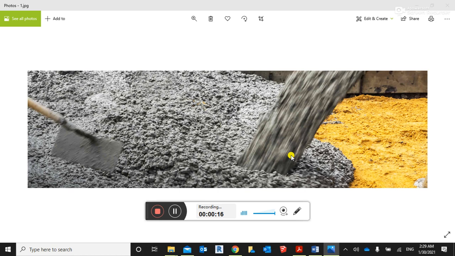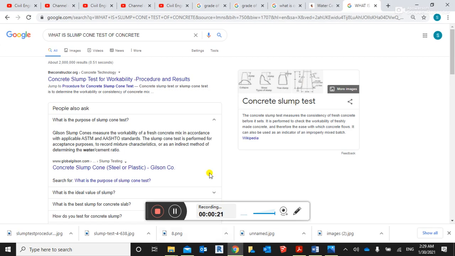Guys, in this session I would like to talk about the concrete slump test. What is the concrete slump test? The concrete slump test is a measure of the consistency of fresh concrete before it sets. It is performed to check the workability of the fresh concrete and therefore the ease with which concrete flows. It can also be used as an indicator of an improperly mixed batch of concrete.